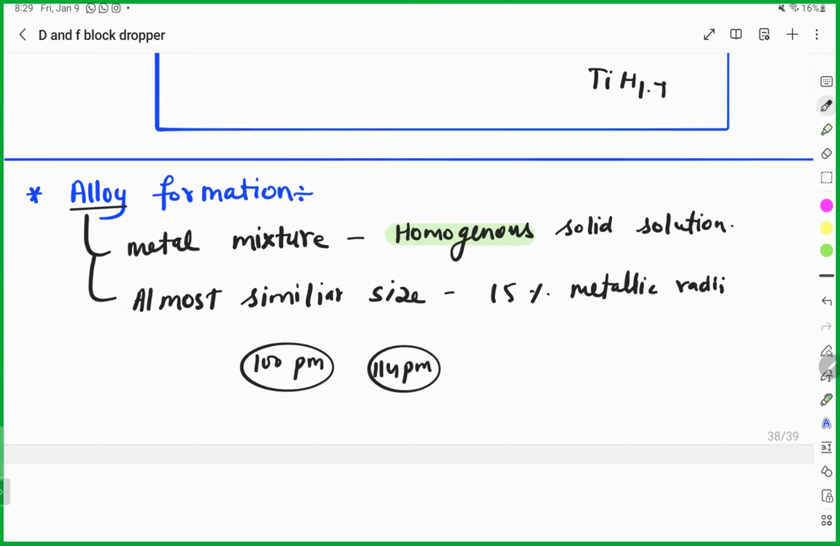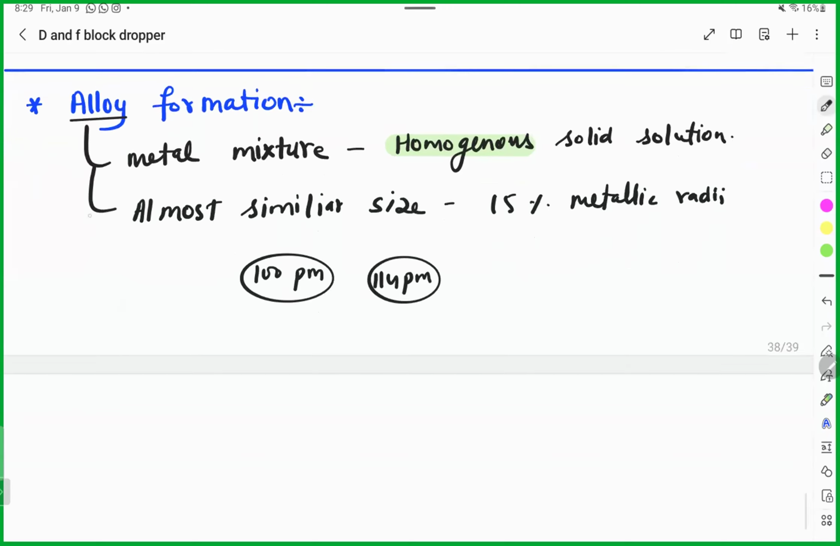What is special about this? The special thing about the alloy is they have a very high melting point. They are very hard, like the interstitial compound.